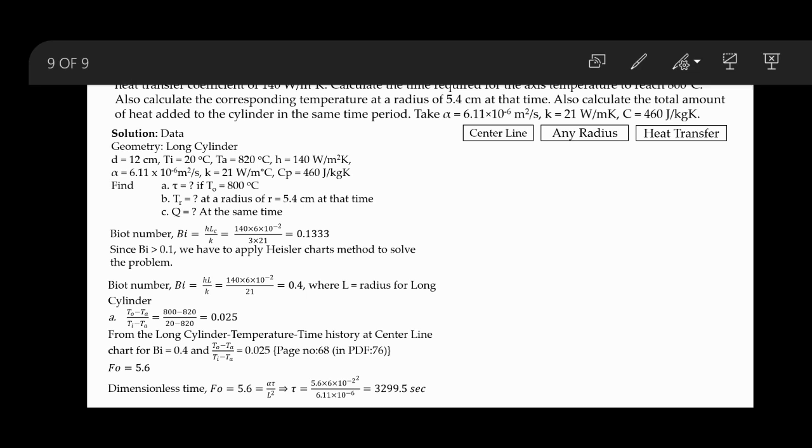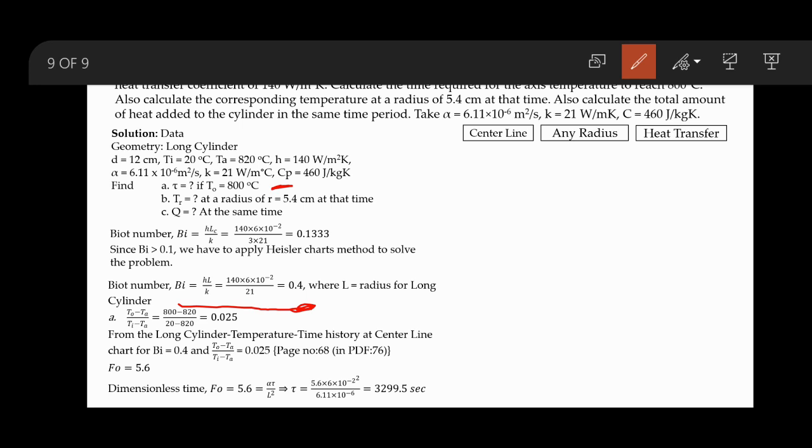Now in this case, to find the centerline temperature, I need to find the Biot number again with the new notation, where L is equal to the radius for long cylinders as well as spheres. So Bi will be equal to h into L by K, where, since the diameter is 12 centimeter, the radius is 6 centimeter. So when I do that, I get the Biot number as 0.4, and this Biot number should be used in the graphs. Whenever you are referring to a graph, you have to use this Biot number. Now I cannot find the Fourier number or the dimensionless time because I don't know the value of time. I need to calculate the time.